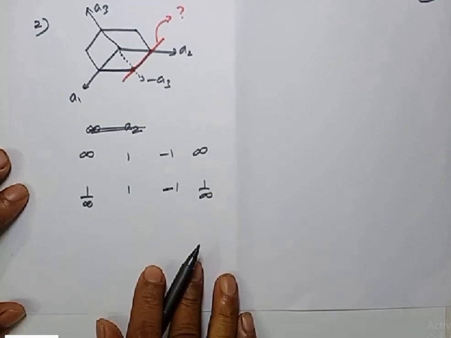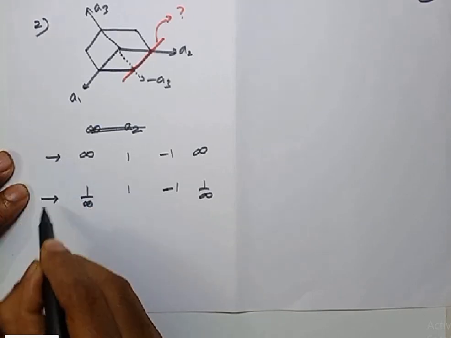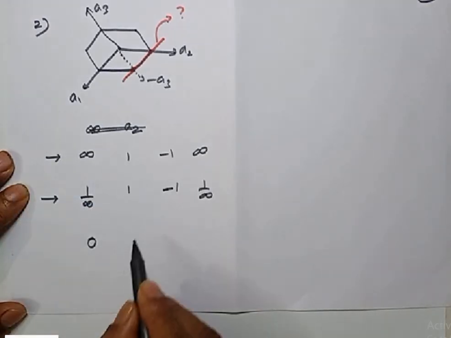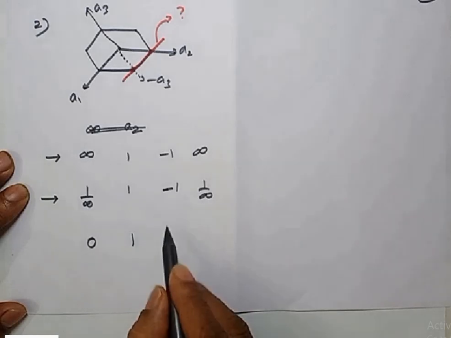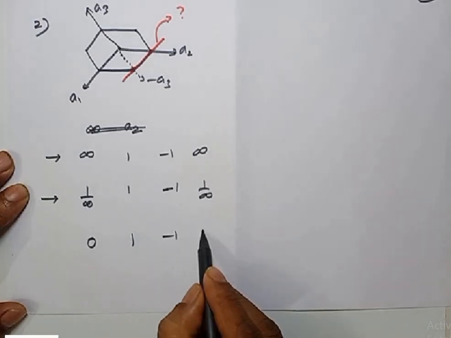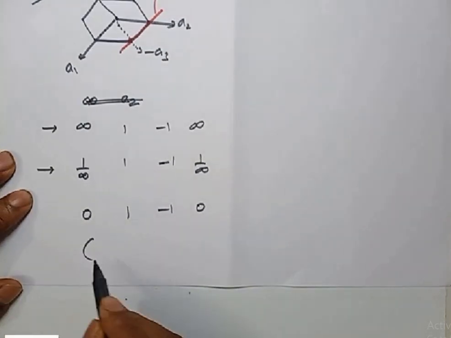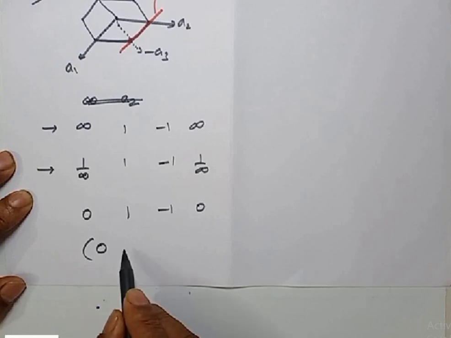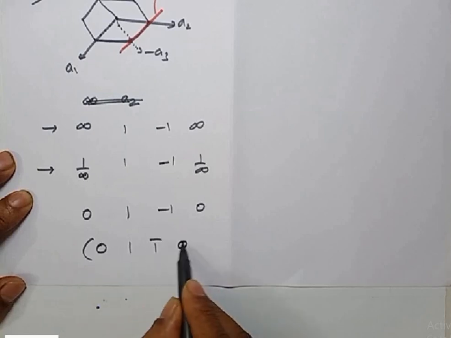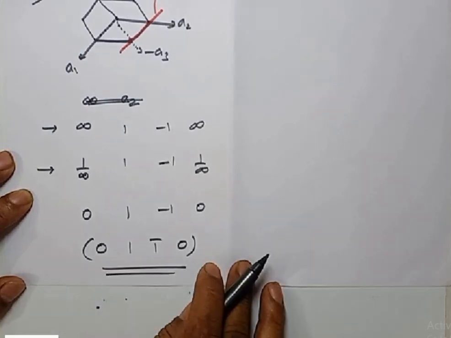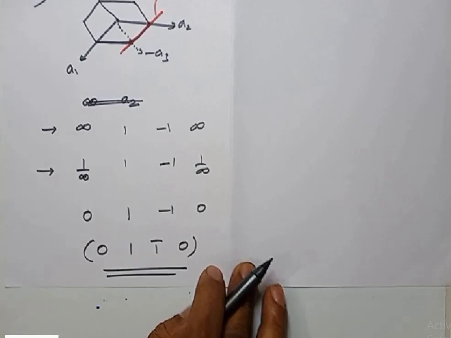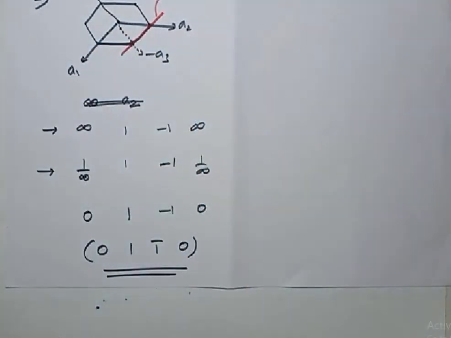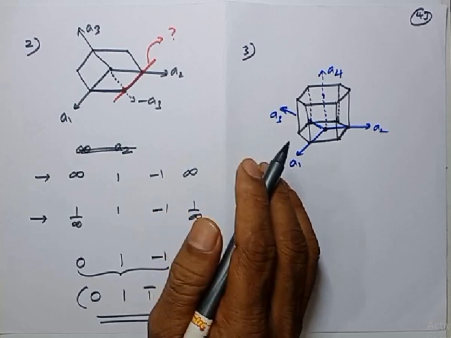Take the reciprocal. Then what is the next step? 1 by infinity is 0, 1 by 1 is 1, 1 by minus 1 is minus 1, 1 by infinity is 0. So what is the Miller-Bravais indices? 0, 1, bar 1, 0. This is the Miller-Bravais indices for this particular plane. Take notes. The next question.